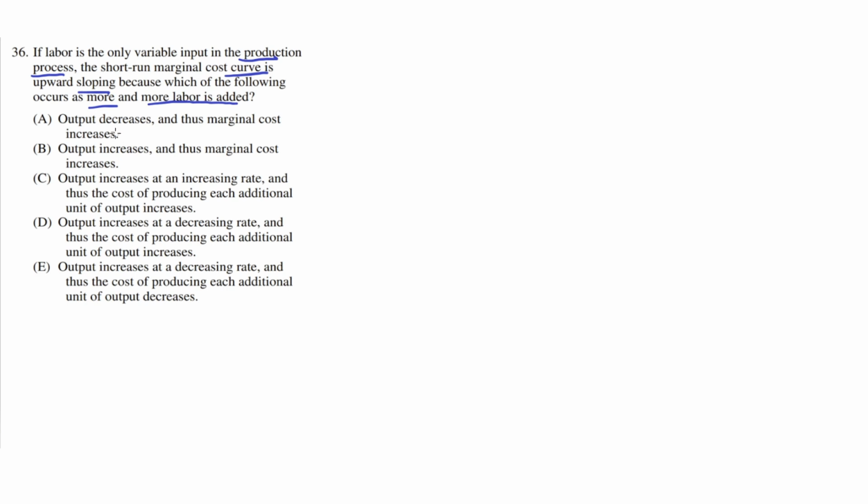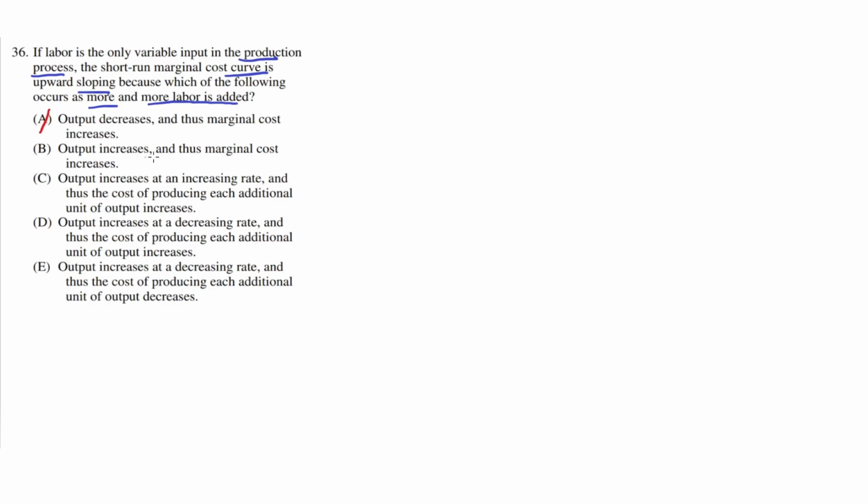So option A says output decreases and thus marginal cost increases. This is incorrect because as more and more labor is added, output increases, not decreases, although output does increase at a decreasing rate because of the law of diminishing returns. So A is incorrect because output does not decrease.